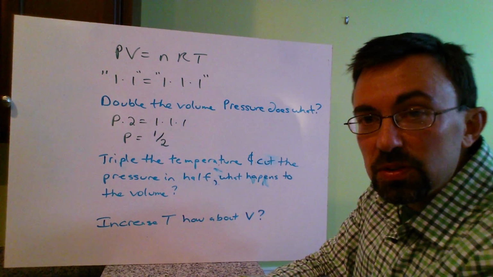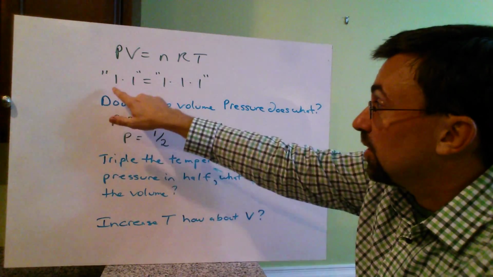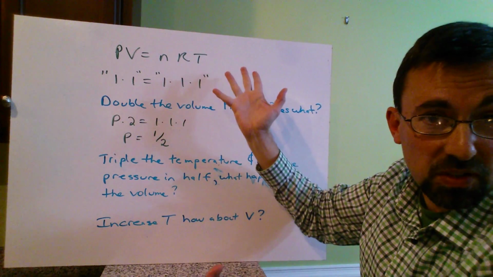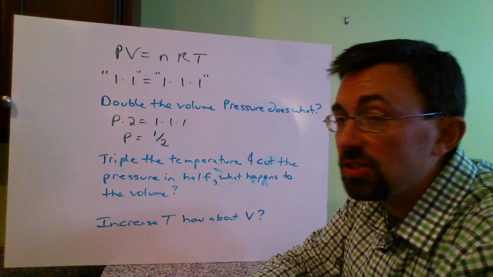So you can do this with any relationship. If you're trying to figure out if something goes up or something goes down, just make everything 1. It's not true. I mean, it's true mathematically. If everything's 1, it's going to be 1 on one side, 1 on the other side. It's going to work mathematically. But that's just your starting place.